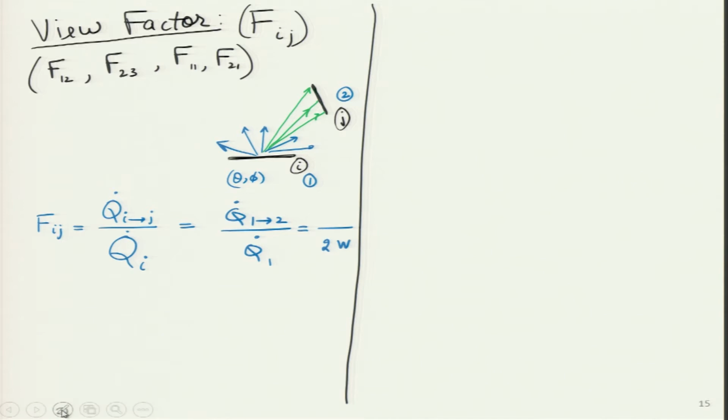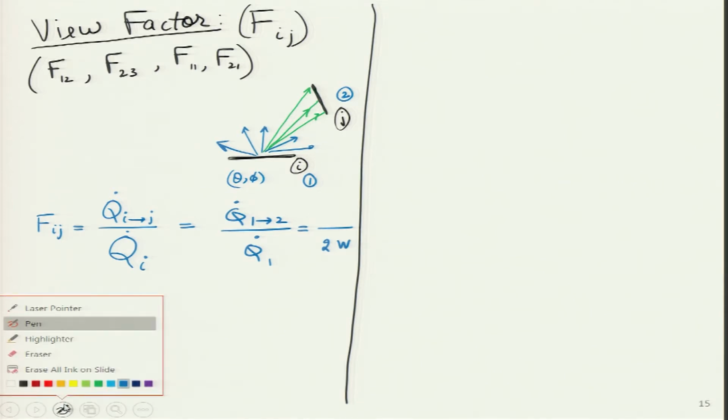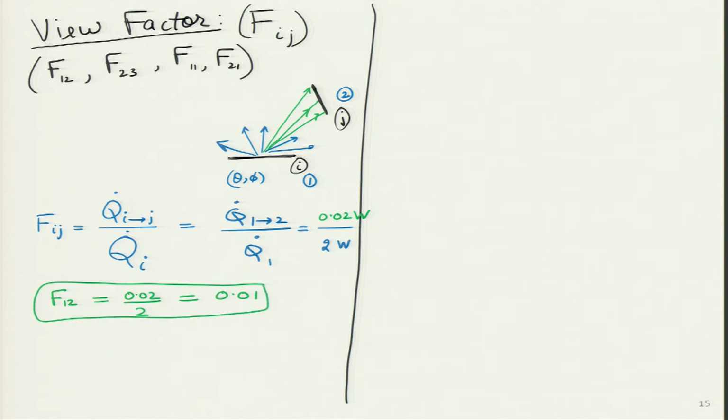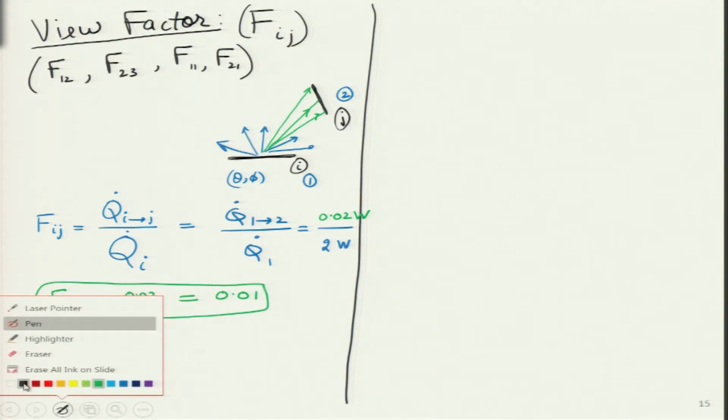And let us say the green part which is hitting surface 2 directly, that value I know over here. Let us assume that I know that particular value, that is 0.02 watt. So, if I do this particular ratio, my F12 value turns out to be simply 0.02 divided by 2, which is 0.01. So, this is just an example with which I have illustrated its use.